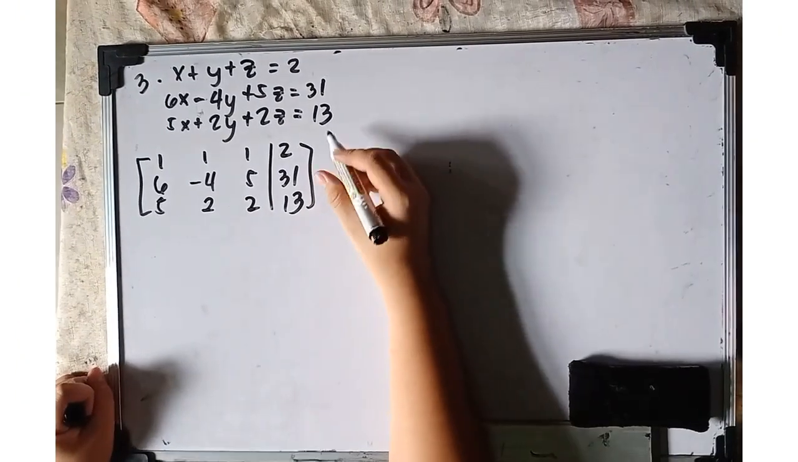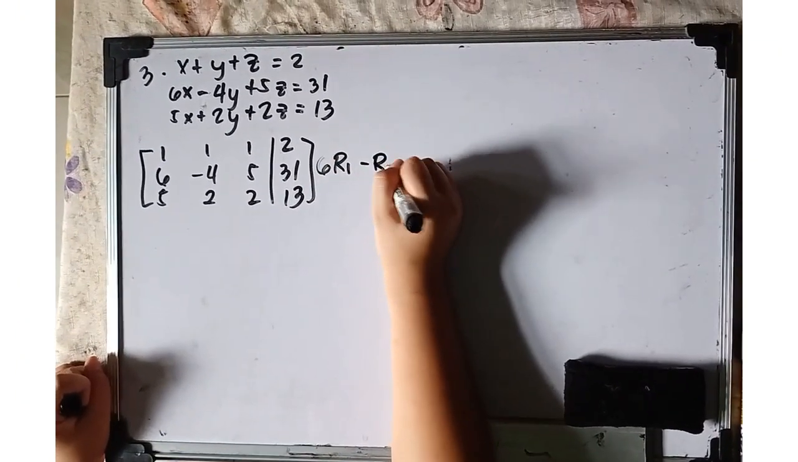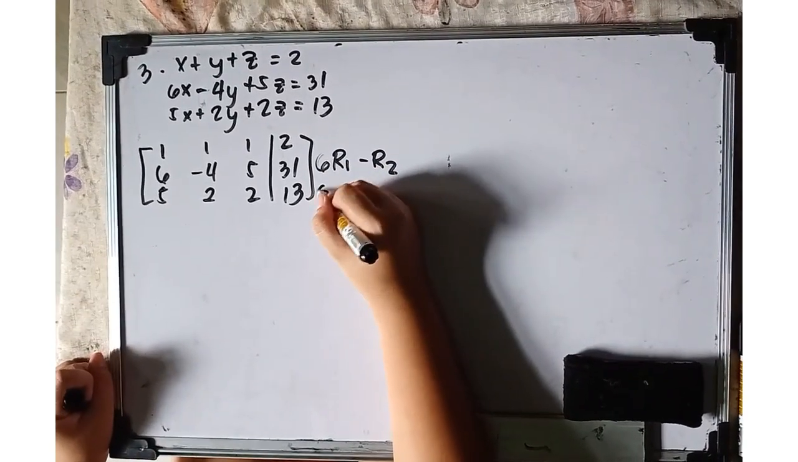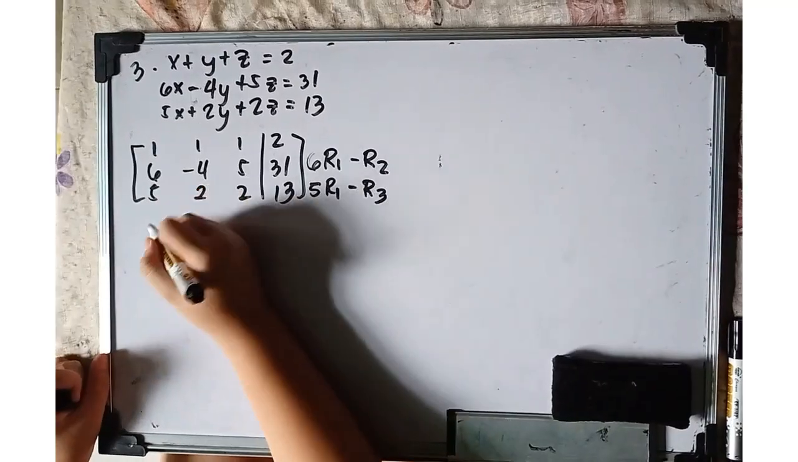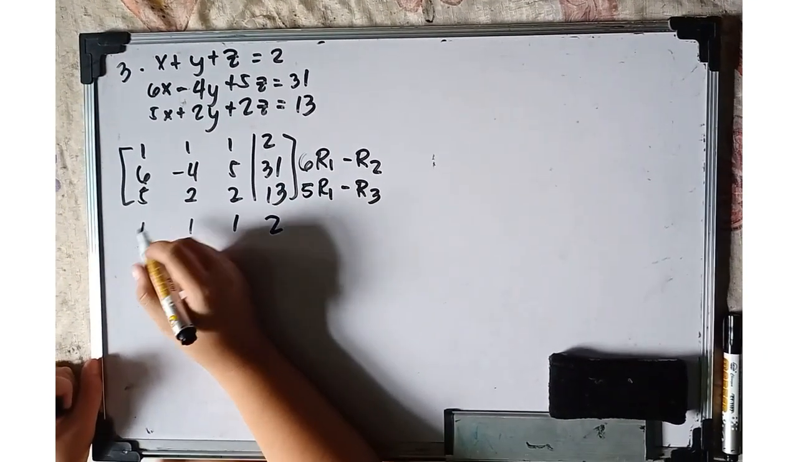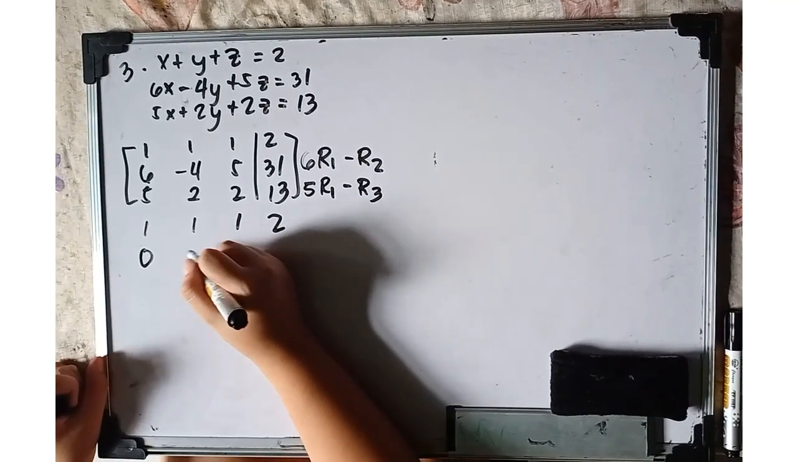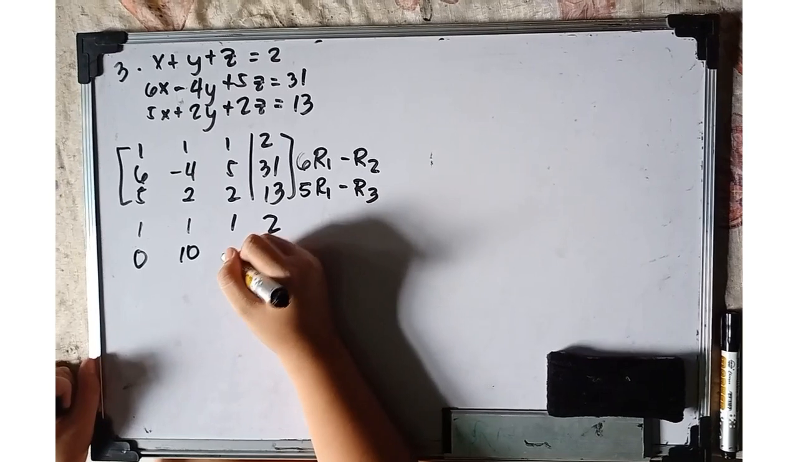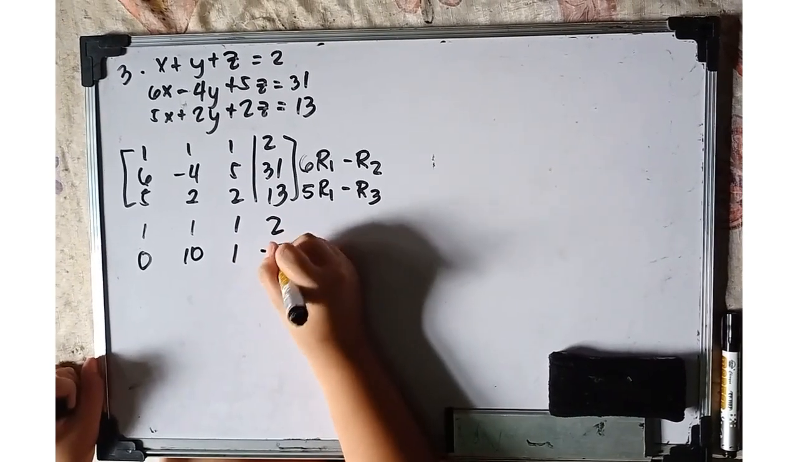The formula that we're going to use is to multiply 6 times R1 minus R2, and then 5 for the third equation times R1 minus R3. So copy 1, 1, 1, 2, and then 6 times 1, 6 minus 6 is 0. 6 times 1 is 6, minus -4 is 10. And 6 times 1, 6 minus 5 is 1. 6 times 2, 12 minus 31 is -19.